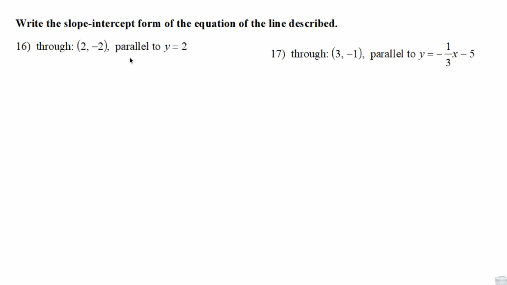Next, we notice we have a point and then it's parallel to a certain line. Well, if 2 lines are parallel, their slopes are the same. So this one, I'm glad this is on here. This is a little bit different. It's just y equals a constant. But we remember y equals a constant is a horizontal line. And what is the slope of a horizontal line? Well, the slope is 0.